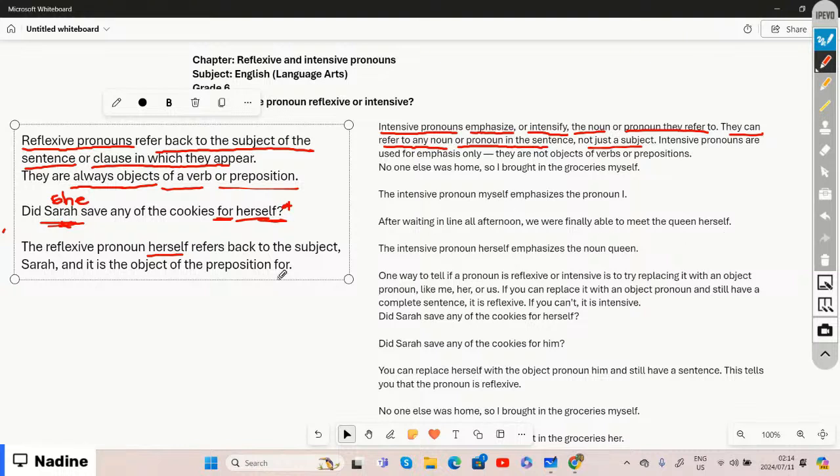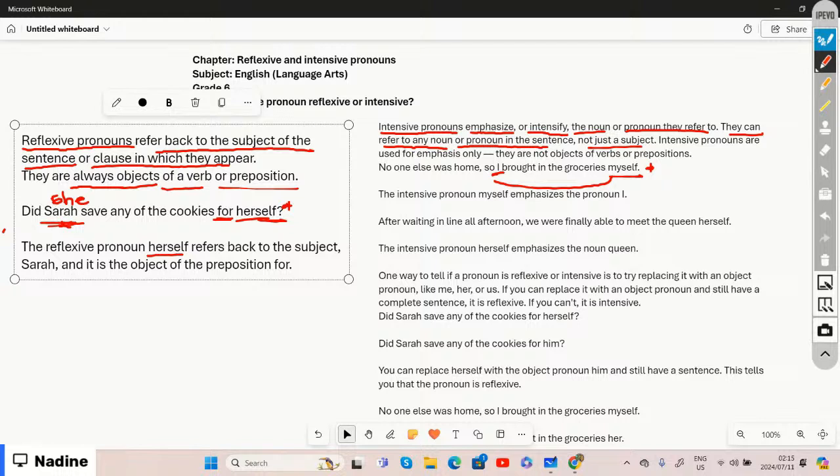All right. If we look at an example of an intensive pronoun, we can say, no one else was home, so I brought the groceries myself. I brought the groceries myself. This means the intensive pronoun, which is myself over here, puts emphasis on I because it says I brought the groceries myself. So it puts emphasis on the word I.